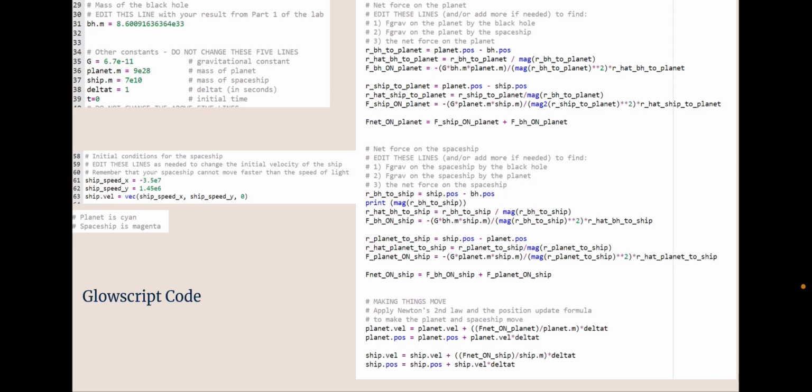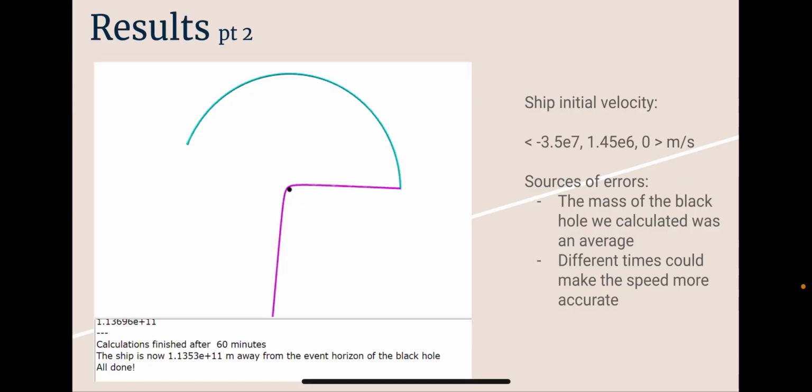Then we are filling in our equations to find the net forces acting on the planet, shown here, and the forces acting on the ship in these lines. And the reason we are filling these in is to figure out the motion of both of our systems over time, or iterating the position and velocity from the net force. From that code, we are able to find the initial velocity of the ship, shown here, after doing a few trial and errors, plugging in our values for the x and y components in the code.